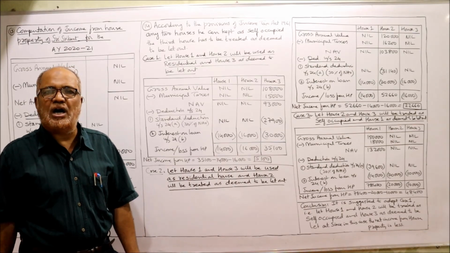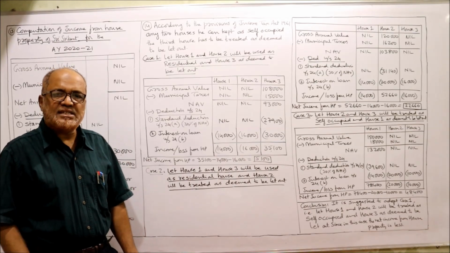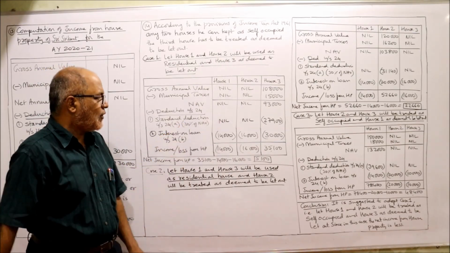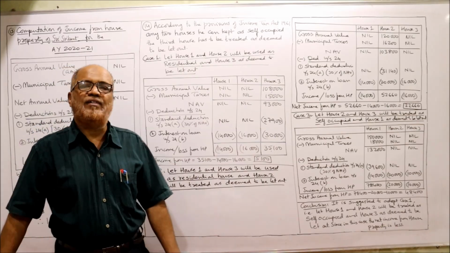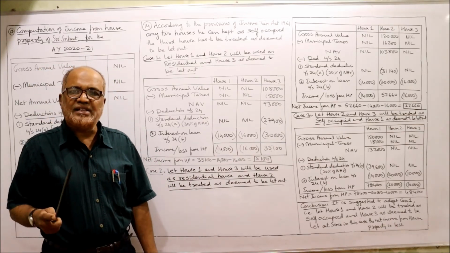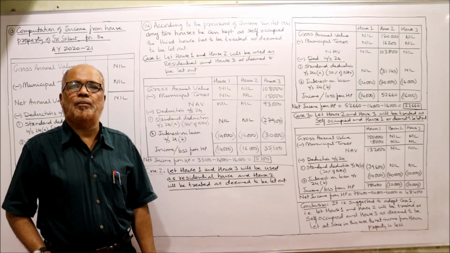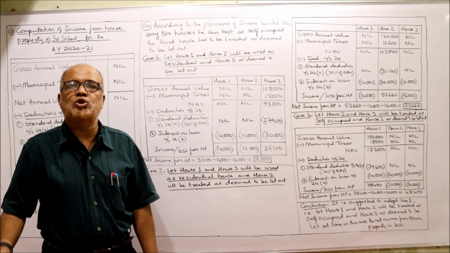Now we'll change our option. First case we have taken first and second house as self-occupied. Now second case I am taking first and third house as self-occupied. Second house is deemed to be let out.